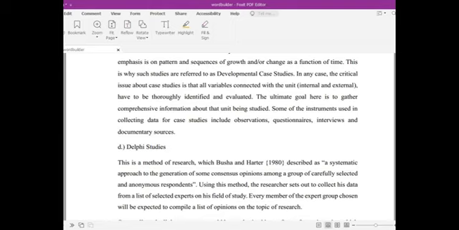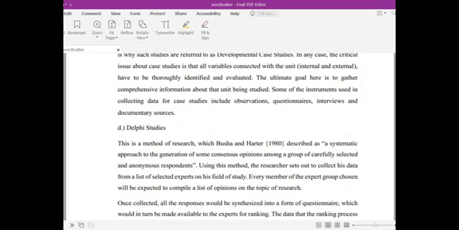Some of the instruments used in collecting data for case studies include observations, questionnaires, interviews, and documentary sources. So you see that the different methods have similar instruments: observations, questionnaires, interviews, documentary sources, and so on.